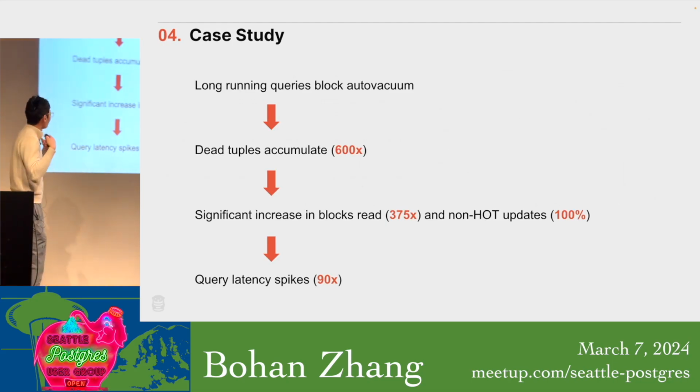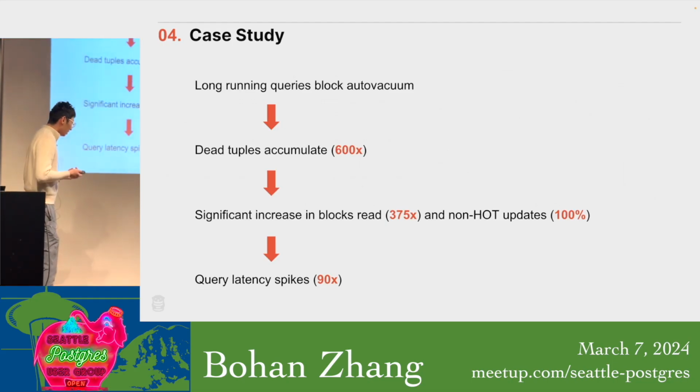So finally, we found that there were some long-running queries that blocked autovacuum on March 22nd, and then the dead tuples accumulated. The number of dead tuples increased by 600 times, and this led to a significant increase in block reads, which increased 375 times, and the non-HOT updates also increased. During the spike, all of the updates are not HOT updates, which means the HOT optimization cannot be applied to those updates. The updates become more and more expensive, and this leads to the spike, right? A 90 times increase in P99 latency.